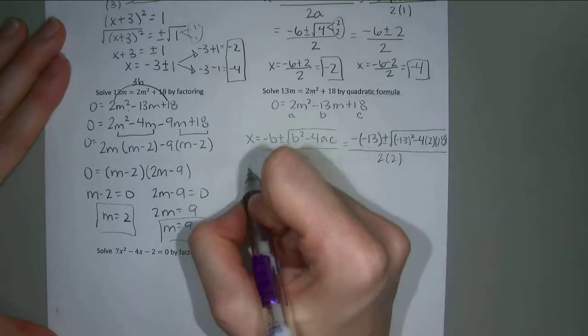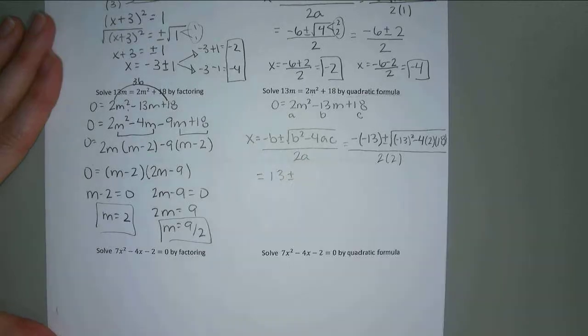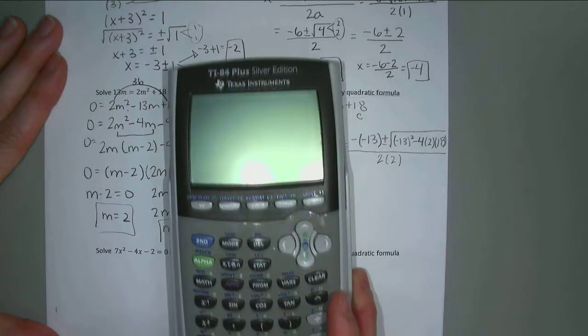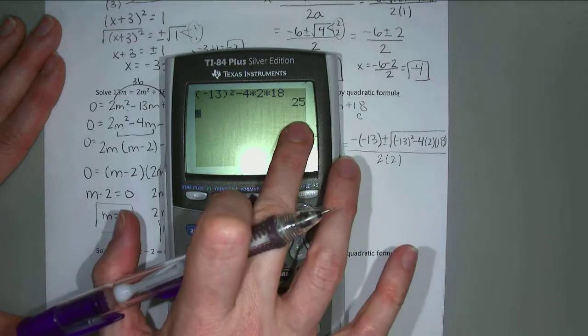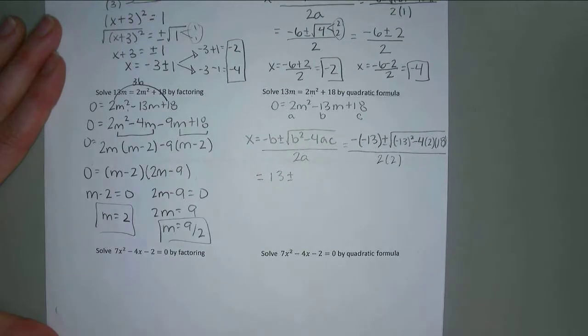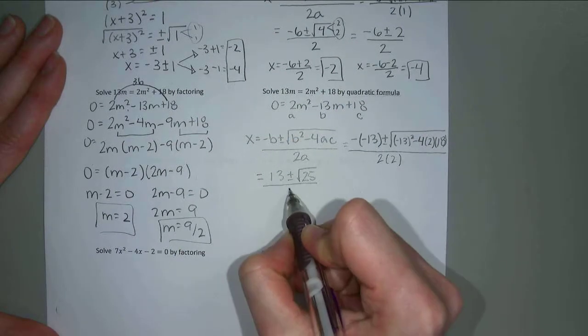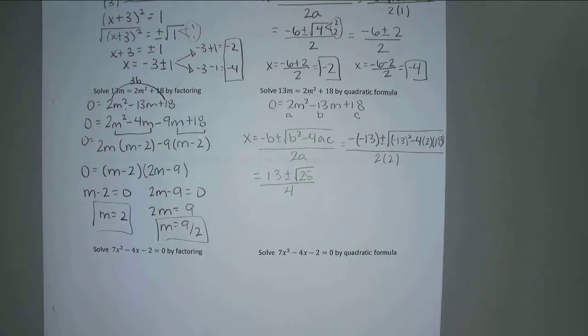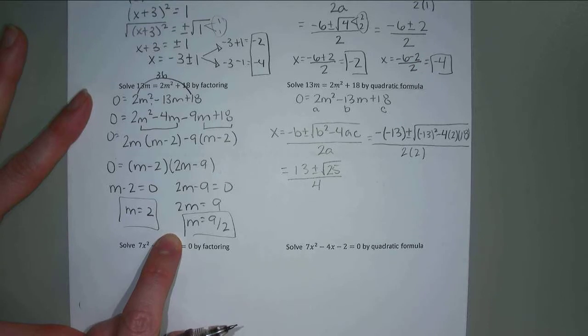So then we'll have x equals negative of a negative 13 is a positive 13 plus or minus, and then in my calculator, guys, I'm just doing what's under the square root. I'm not hitting square root, I'm just typing it. So we have parentheses negative 13 squared minus 4 times 2 times 18. Did you guys get 25 there? Yes. Okay. So we have 13 plus or minus the square root of 25 all over 2 times 2, or 4. Again, we know this should be a perfect square because we already know it was factorable, okay? So we know that there should be no root left.